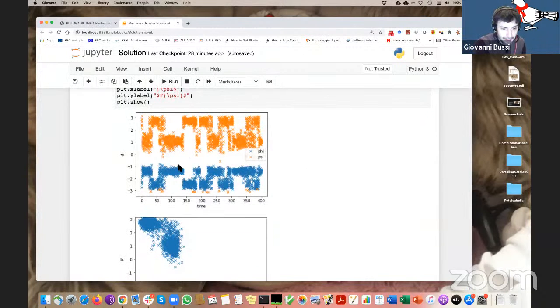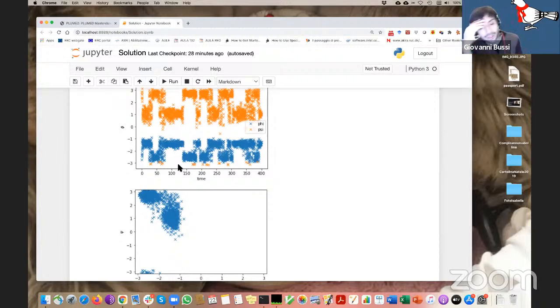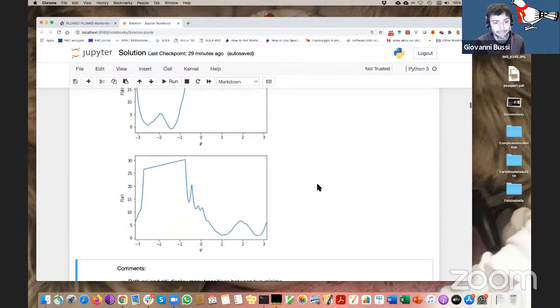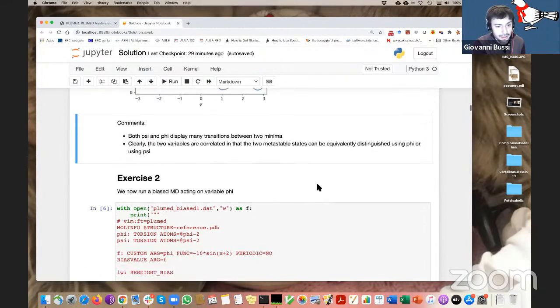Okay, great. Another interesting thing, remember what we discussed last time: we need collective variables that can distinguish metastable states. Here we have two metastable states, even though they require very little time for the system to jump from one to the other. But you see they can be distinguished either using phi or psi equally well. Basically, any transition on phi is accompanied by an equivalent transition on psi.